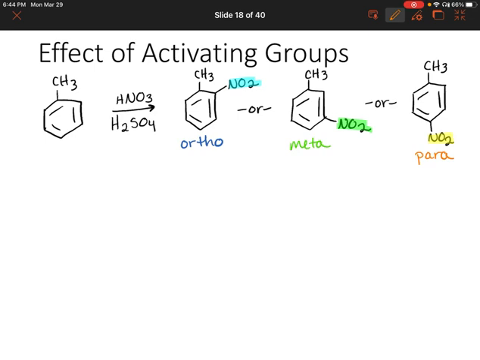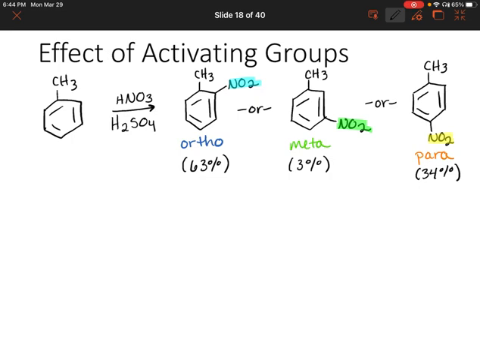So if we actually run this experiment in a lab, what we find is that 63% of our product is made up of the ortho product, 3% is the meta product, and then the last 34% is the para product. So what this tells us is that we actually have a mixture of products in our final solution, and we're mostly producing ortho and para products.